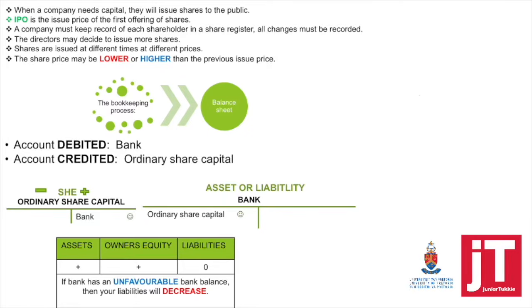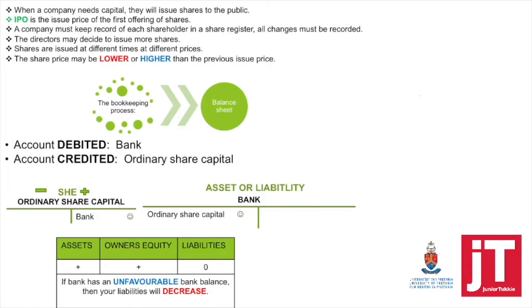Now, a company can decide to sell shares at a different price. Now, who decides that? The directors. The directors run the company on behalf of the owners, which is called the shareholders. Now, shares can be issued at different times, at different prices, and for that reason, my ordinary share capital is always at average price or the book value, and this is very important to remember moving forward.